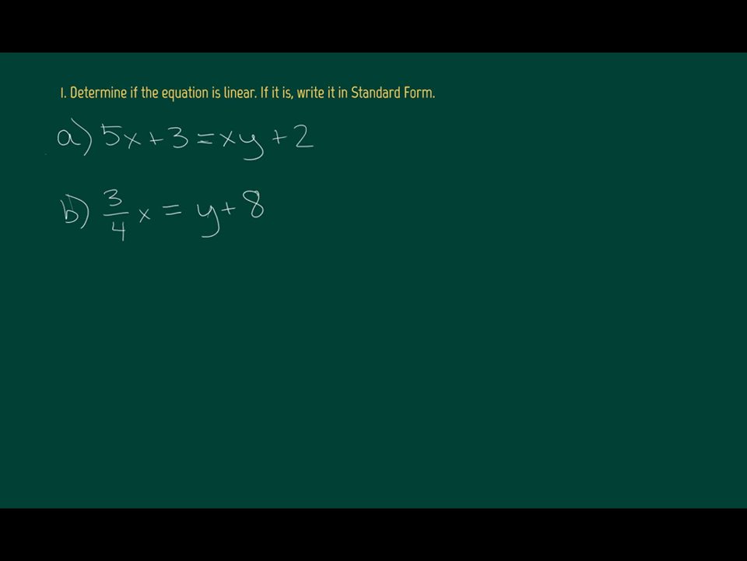So this question says, determine if the equation is linear. If it is, write it in standard form. Well, A is not going to be linear because X and Y are multiplied. So you would just say no. Now, in class, I'm usually going to want you to say why it's not linear. And you would just put because two variables are being multiplied. Sorry, my pen's going out. But you just write two variables are being multiplied.